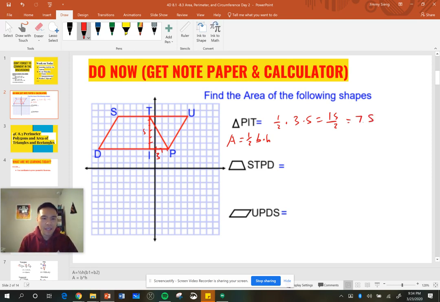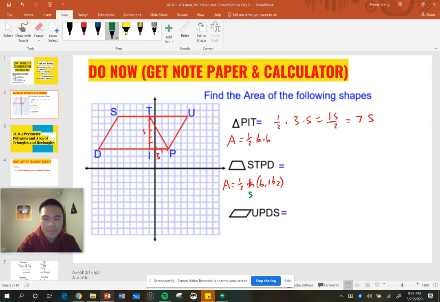Next, we have the area of a trapezoid. Remember, the area of a trapezoid is going to be 1/2 times height, parentheses B1 plus B2. B1, B2 are going to be your bases, right? Those top and bottom ones, okay? So if I was to look at that, let me do this in green. My height is 5.